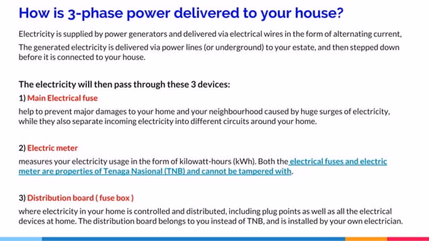Where electricity in your home is controlled and distributed to the individual appliances, equipment or machineries, including plug points as well as all the electrical devices at home. The distribution boards belong to you instead of TNB, and are installed by your own electrician.